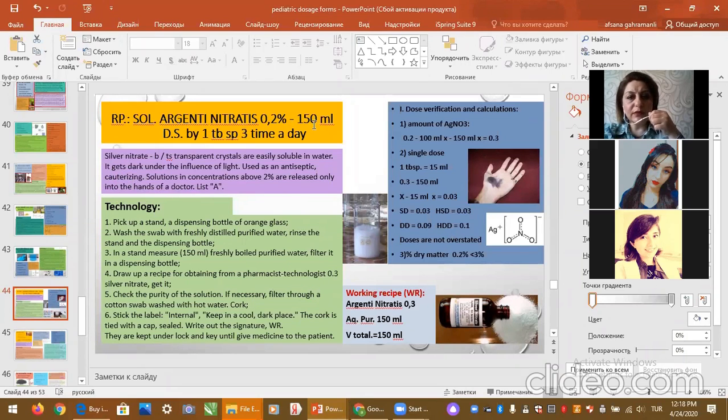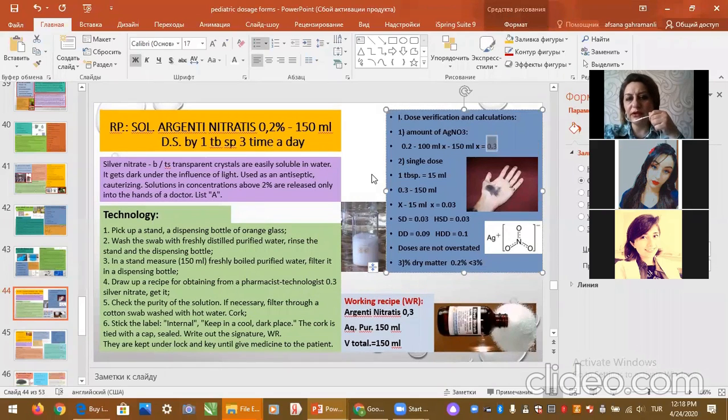According to this prescription, you must calculate the verification dosages, the amount of argentum nitrate, AgNO3. We calculate this. This solution contains 0.3 gram of argentum nitrate. It's a single dose. How do we calculate? We divide the dose of silver nitrate by 15. Why by 15?